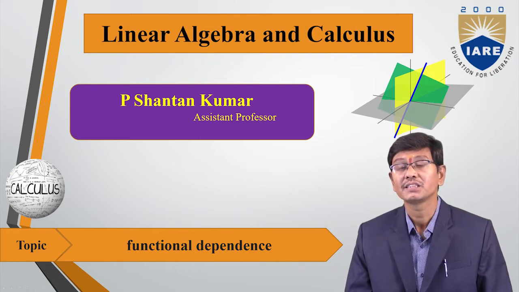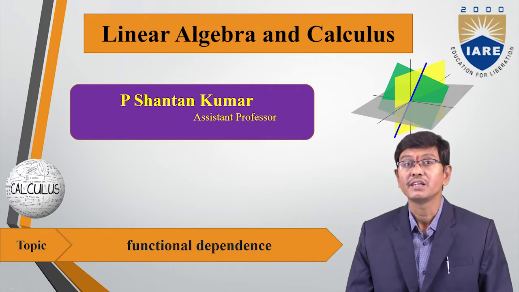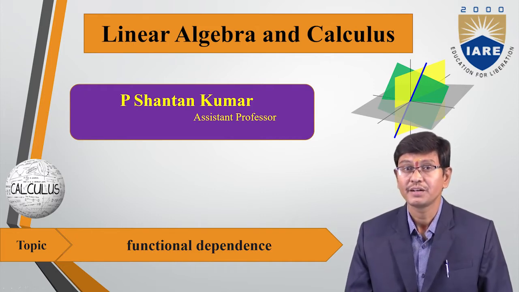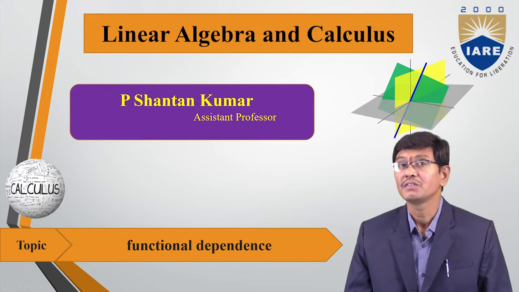In the previous classes, we discussed clearly the meaning of the Jacobian: how to find it for 2 by 2 variables, and again for 3 by 3 variables. That means the dependent variables with respect to the independent variables, and what the properties of the Jacobian are, which we completed in the previous session. This is a continuation of the Jacobian.